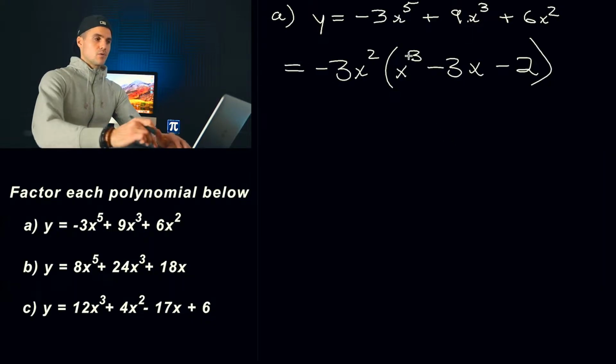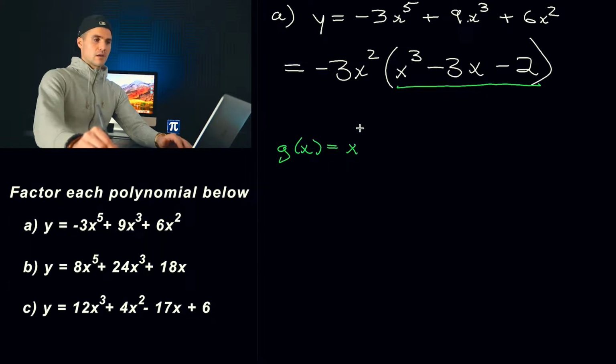And so now we have this simplified polynomial in this bracket. So I'm actually going to take that polynomial to the side. Let's call it g of x, and I'm going to factor that. And then whatever this factors into, we'll bring that back into our main work for our final answer.